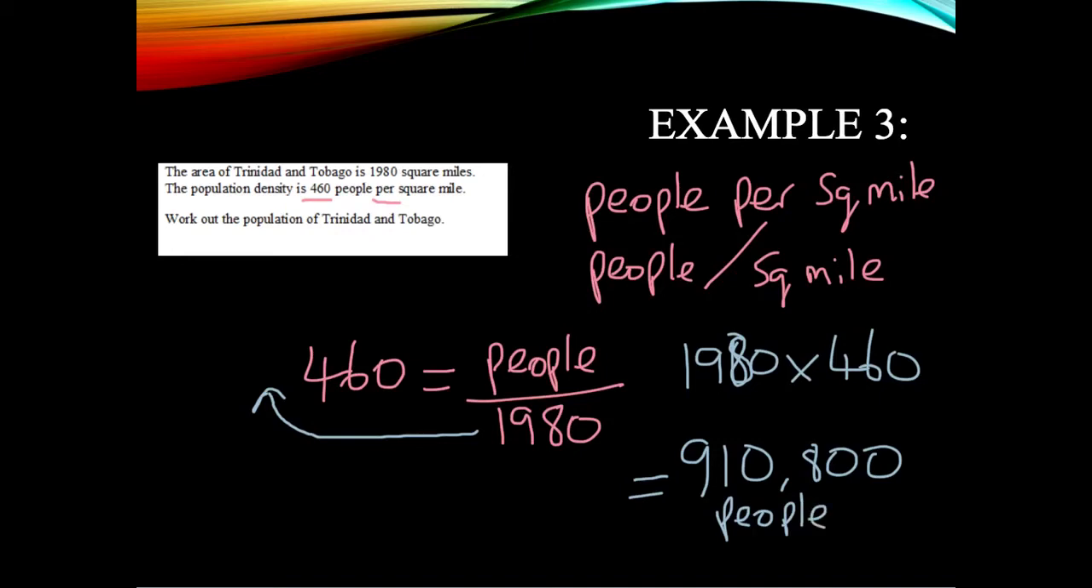Now, I didn't write down a formula for working out population density or anything like that. I just used the question. The question's really helpful, and the units, when we're doing density, are the key to this. Where it says people per square mile, that was what I wrote down first, and I turned my per into a divide. That was the key to this.